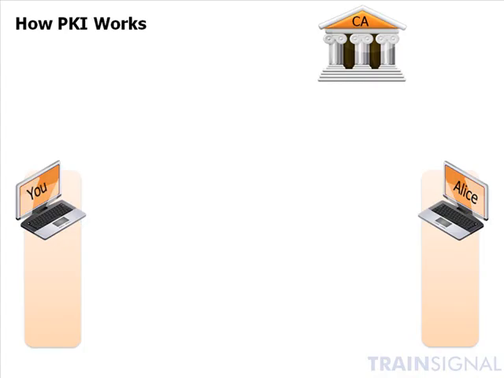Again, you want to send a message to Alice. Here's how it would look using public key infrastructure. Alice has already registered and has a digital certificate from the CA. You request Alice's certificate from the CA. Remember, one of the CA's responsibilities is distributing the certs.